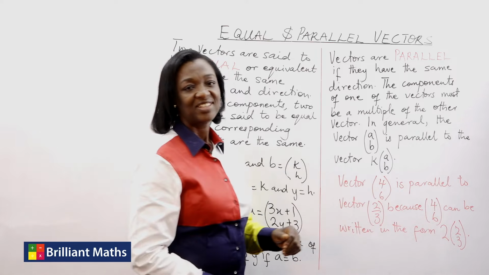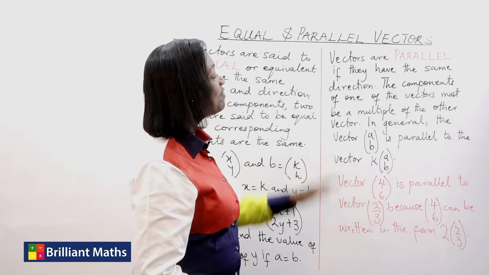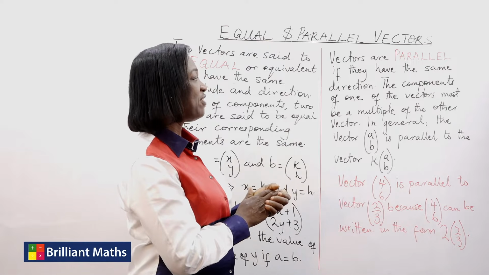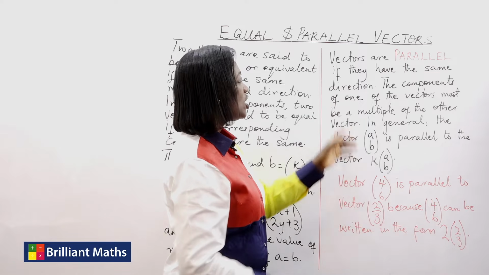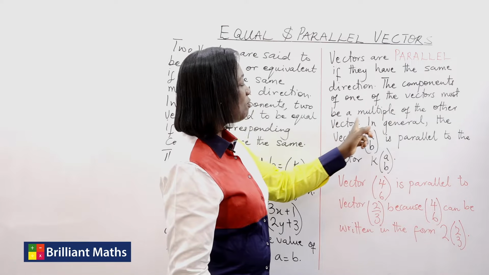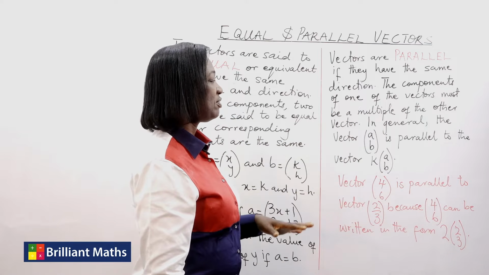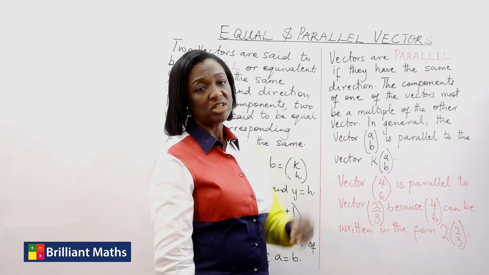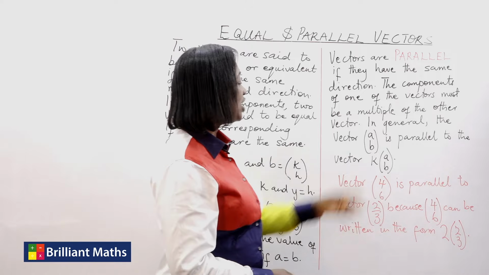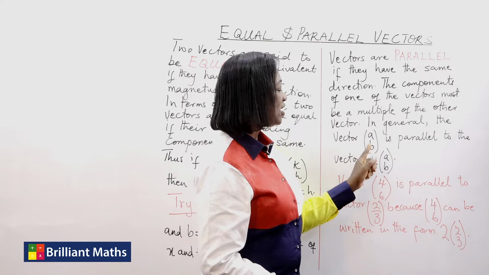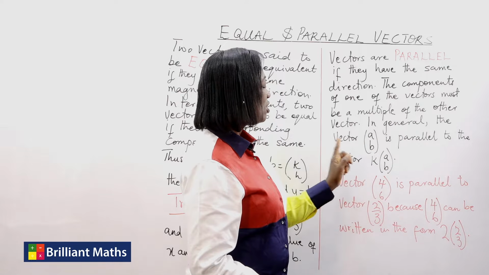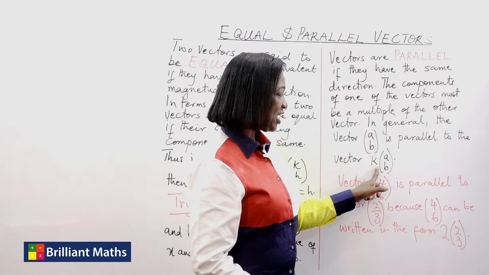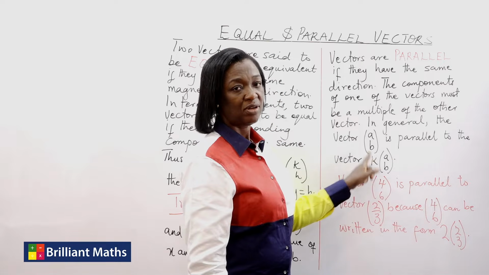Parallel vectors. Vectors are parallel if they have the same direction. So if they have the same direction, they are parallel. The components of one of the vectors must be a multiple of the other vector. So in general, the vector AB is parallel to the vector kAB, where k is a multiple of AB.